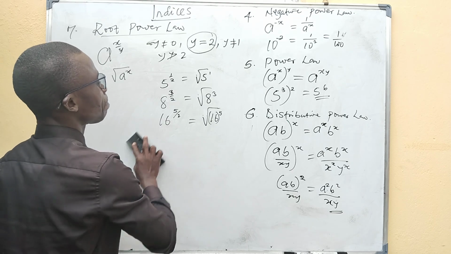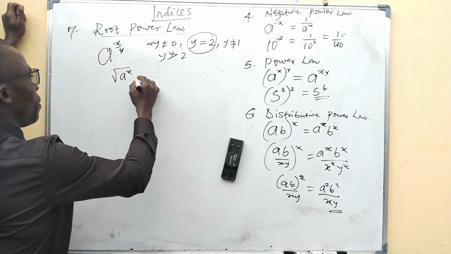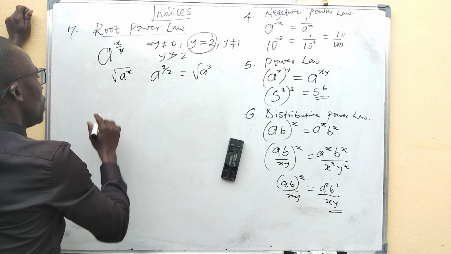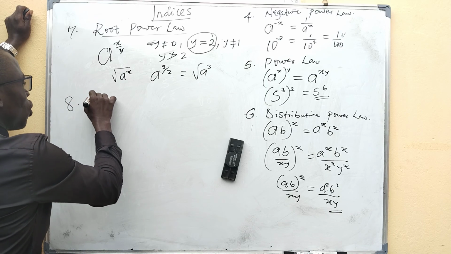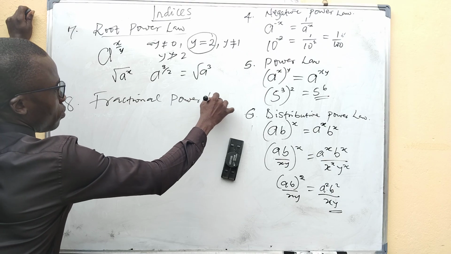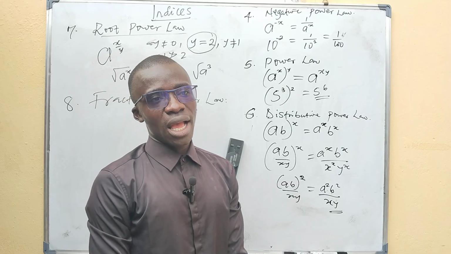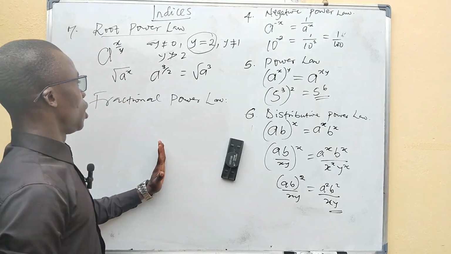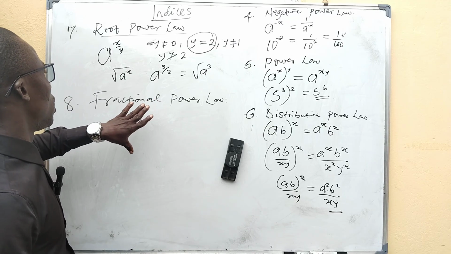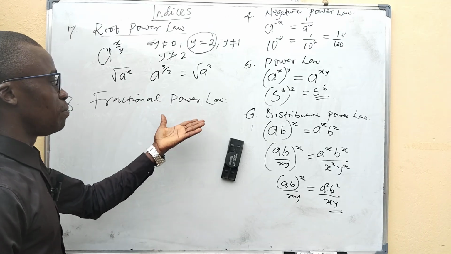Okay, now having done this, we go to the last one. So if I have a raised to power 3 over 2, it will give us square root of a raised to power 3. Now the last one is fractional power law. In fractional power law, please pay attention. I will be very glad if you understand it to the point of differentiating between fractional power law and root power law. Many students get it mixed up.